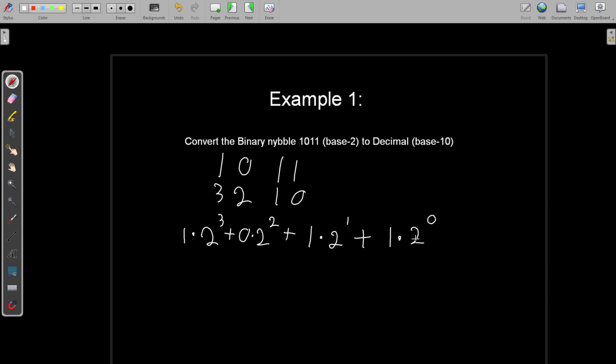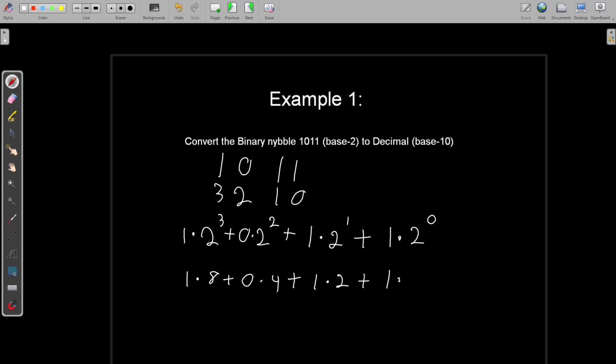Now, this is also why it's called base 2, because to convert our base 2 binary numbers to decimal, which are in base 10, we have to bring our base 2 to the power of those index positions. Now, let's go ahead and work this out. So 2 to the power of 3 is going to be 8, so 1 times 8, plus 2 to the power of 2 is 4, so 0 times 4, plus 2 to the power of 1 is 2, so 1 times 2, plus 2 to the power of 0 is going to be 1, and that's the same for any other number. So any number you bring to the power of 0 will be a 1.